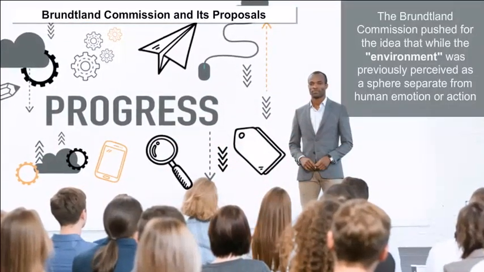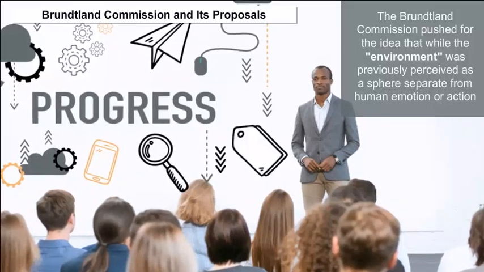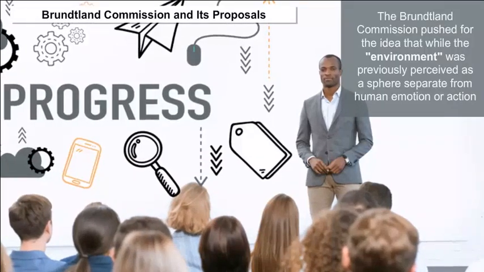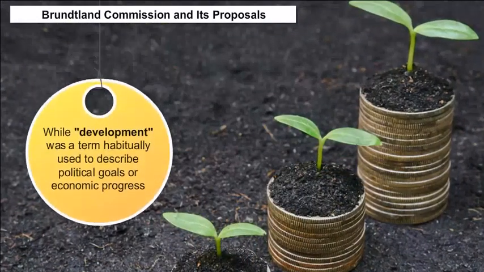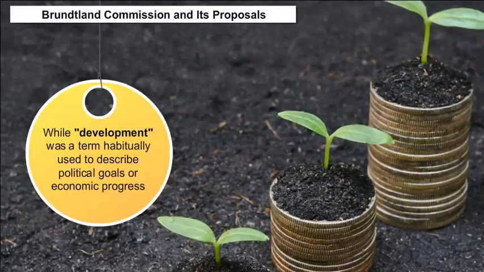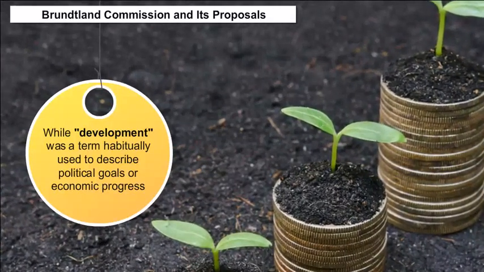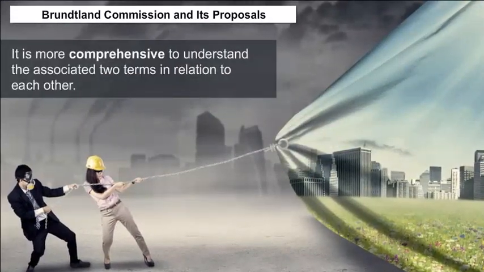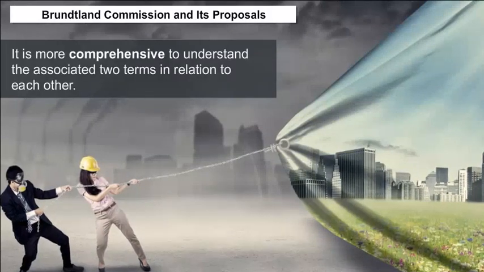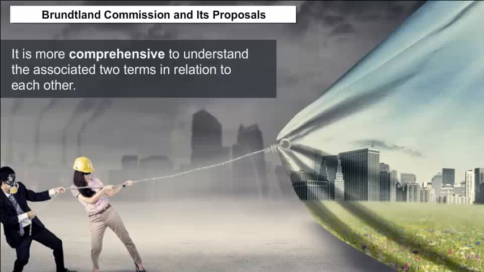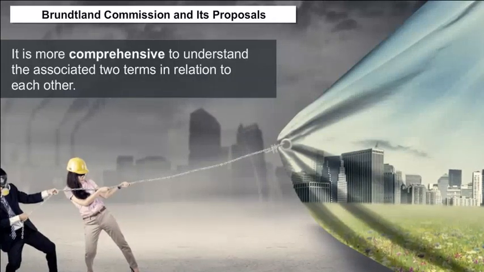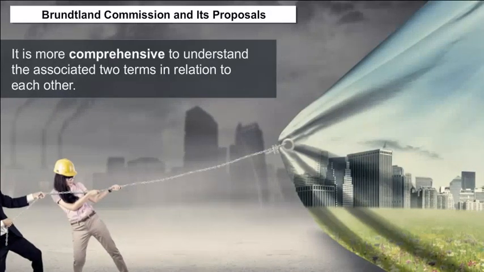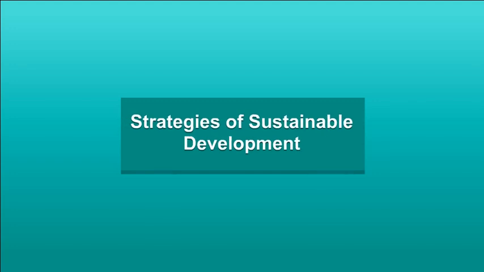The Brundtland Commission pushed for the idea that while the environment was previously perceived as a sphere separate from human emotion or action, and while development was a term habitually used to describe political goals or economic progress, it is more comprehensive to understand the two terms in relation to each other. We can better understand the environment in relation to development, because they cannot and should not be distinguished as separate entities.